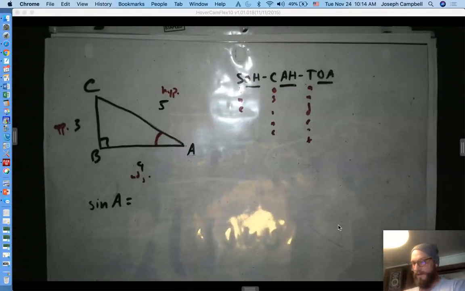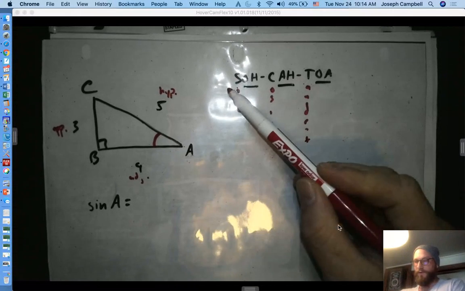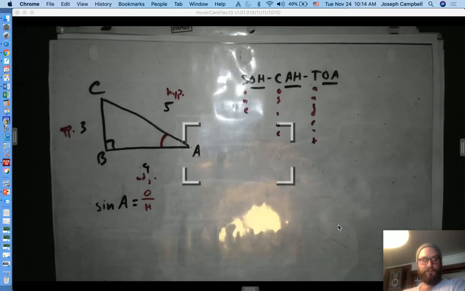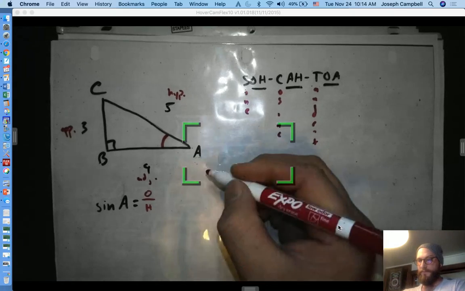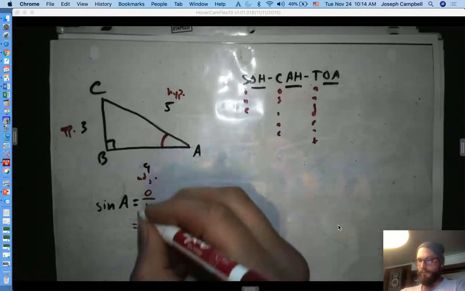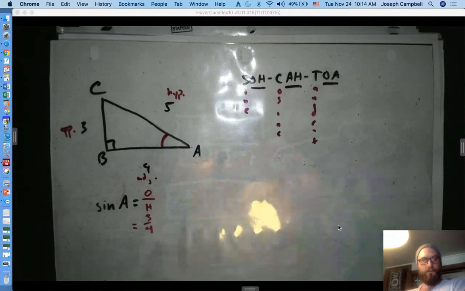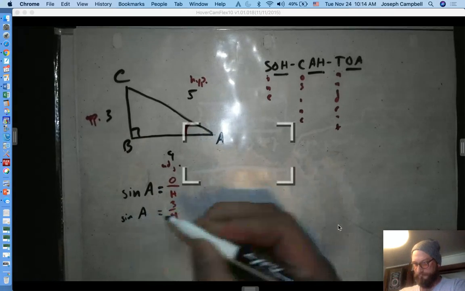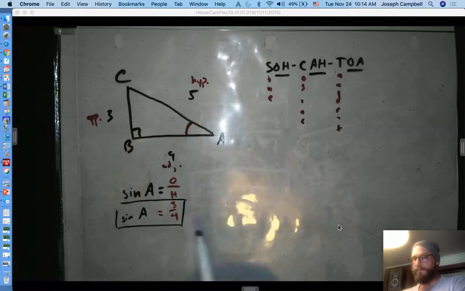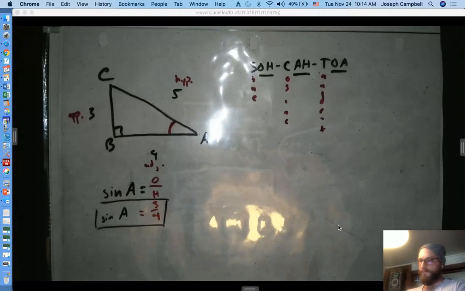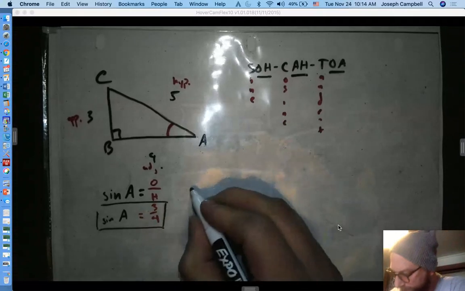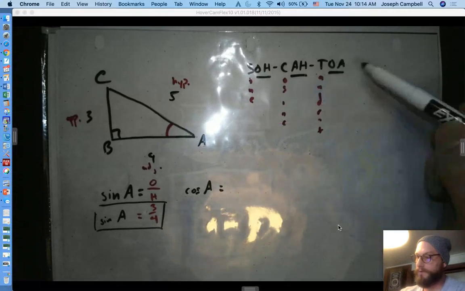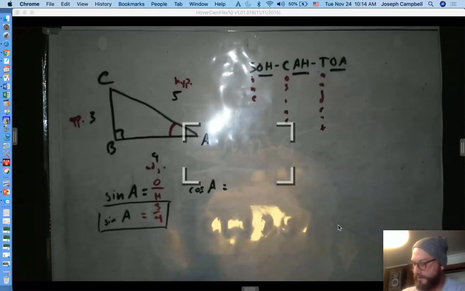Okay, so sine of A. Sine will be the ratio of the opposite over the hypotenuse, right? So what is the ratio of the opposite over the hypotenuse? That would be 3 over 4, right? So sine of A is equal to 3/4. Okay, let's figure out what cosine of A would be. Remember SOH CAH TOA, cosine is the ratio of the adjacent to the hypotenuse.